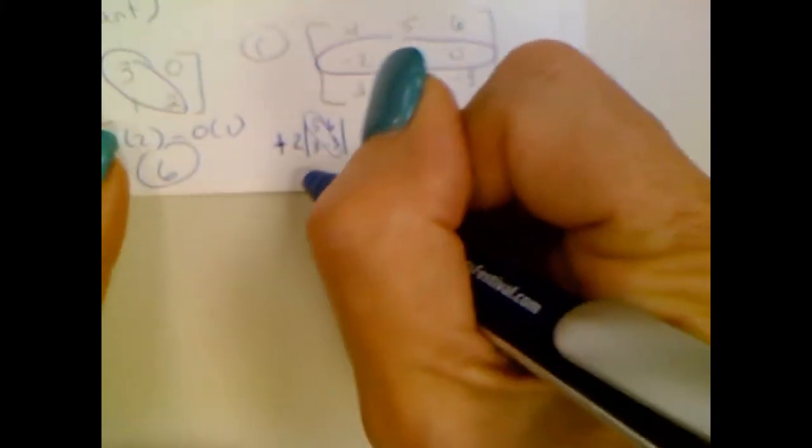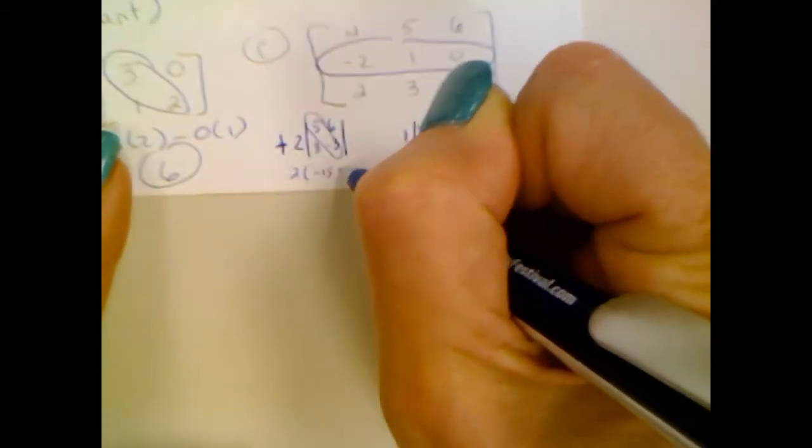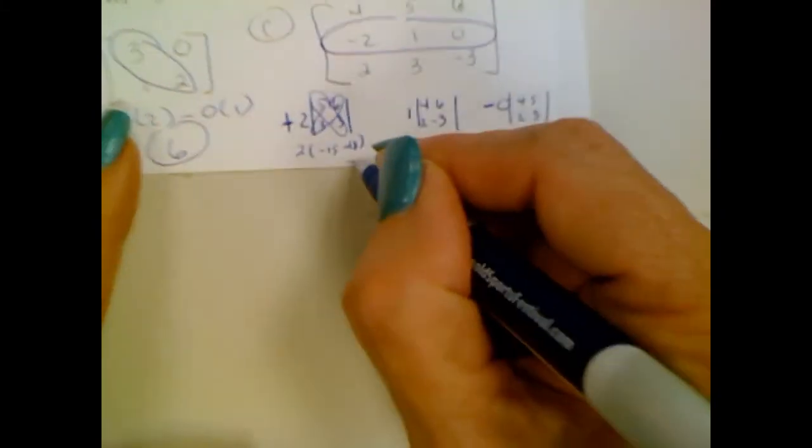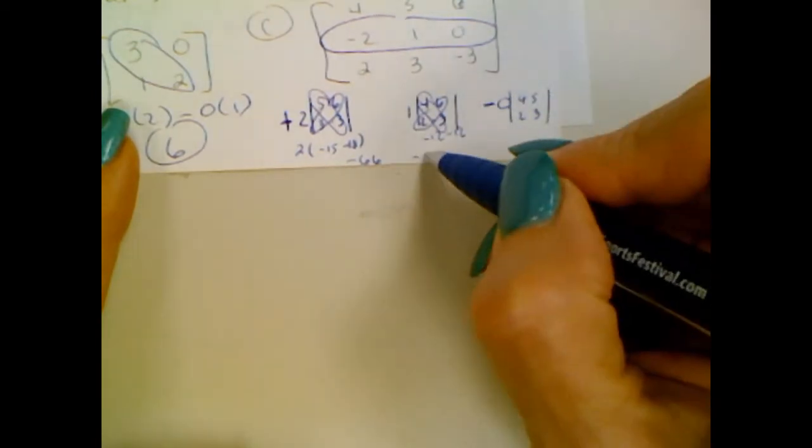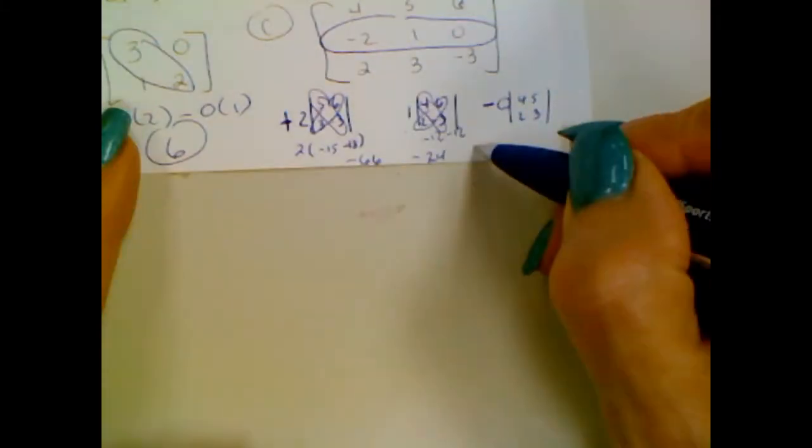Now, we're going to cross multiply and do the 2x2s. So this is 2 times -15 minus 18, which is 2 times -33, which is -66. Then you're going to cross multiply here and get -12 minus 12, which is -24 times 1. And this last one is just 0. So your answer should be what, -90. Now I want you guys to punch this in your calculator real quick and see if you get -90.